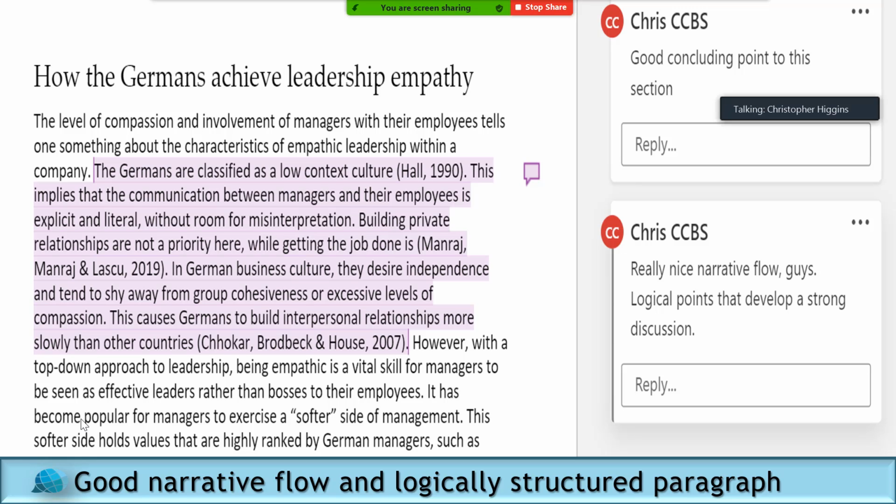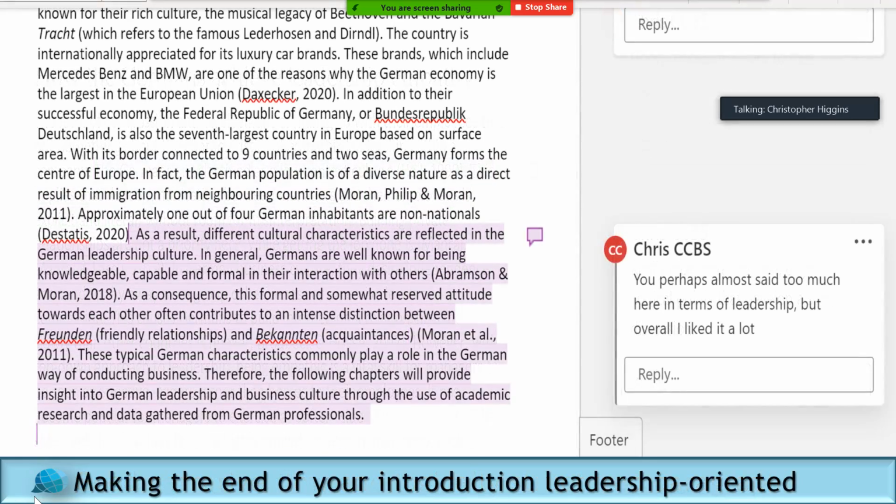Then we have some causality here. What does this lead to? Well, the next sentence tells us this causes Germans to build interpersonal relationships more slowly than other countries. Reference, full stop. So you can see there, the paragraph sets up something, it gives an explanation of it, it then adds an additional example, it then provides a more concrete specific example, and it establishes cause and effect at the end. What is the consequence of what we just said? Well, it leads to this, and it's in the realms of talking about empathy. So it's on point and it's related to the content we're looking at in that section.